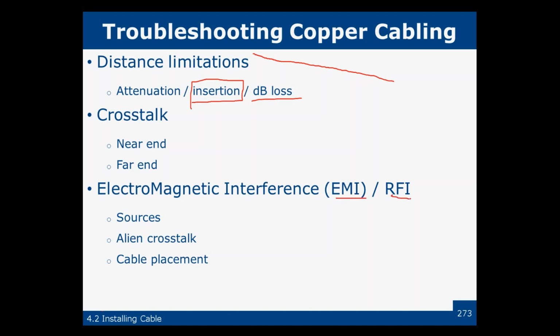Electromagnetic, EMI, and RFI. RFI is radio frequency interference. EMI is usually caused by electrical motors, maybe fluorescent lights, things like that. RFI is radio interference from transmissions.